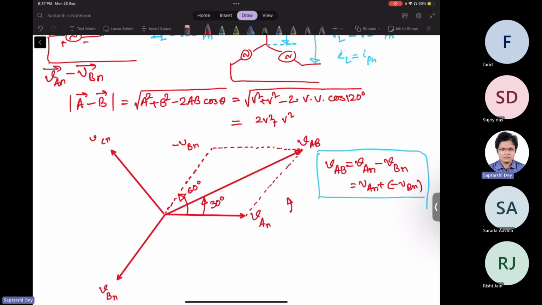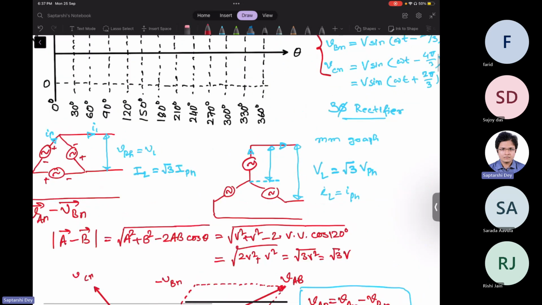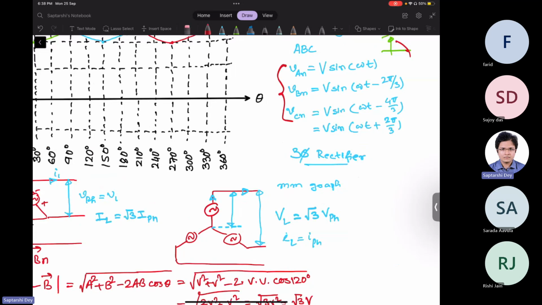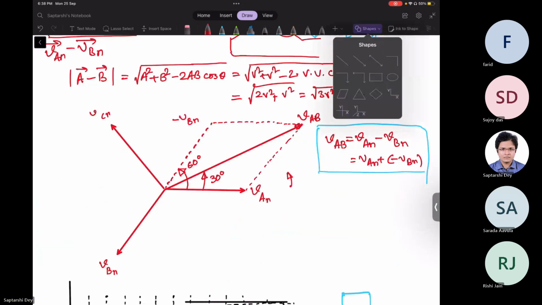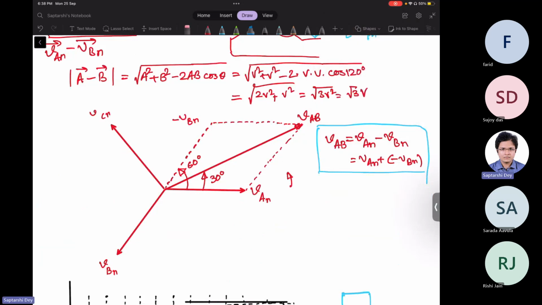So what we have is square root of 3V squared, which comes out to be root 3V. So basically what we can say from here is that our line voltages will be root 3 times the phase voltages, and they will lead them by 120. Now you have VAB, so VB lags VA by 120 degrees.